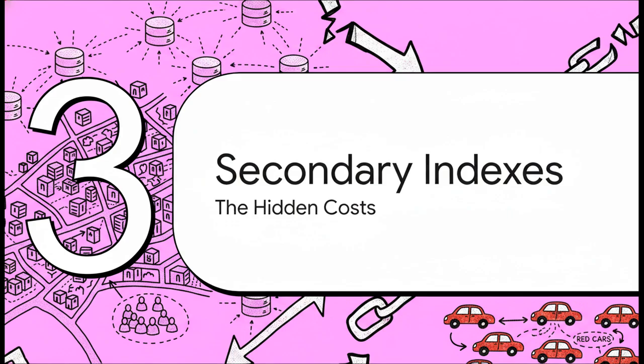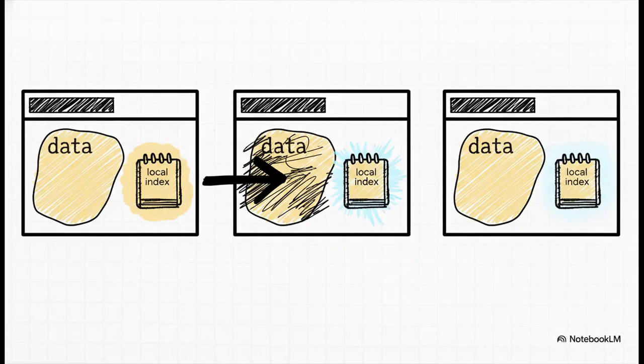Now, so far, we've only talked about finding data by its primary key. But what about querying on something else, like finding all users in a specific city, or all cars that happen to be red? This is where secondary indexes come in, and boy, do they create a huge challenge for partitioned systems. So the most common approach is what's called a local index. It's pretty simple. Each partition just maintains its own separate index, but only for the data it holds.